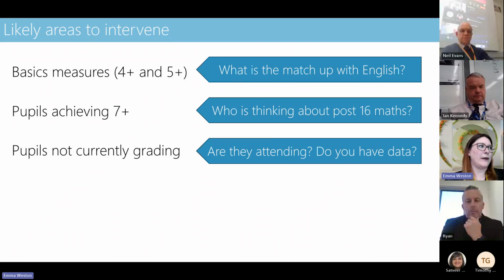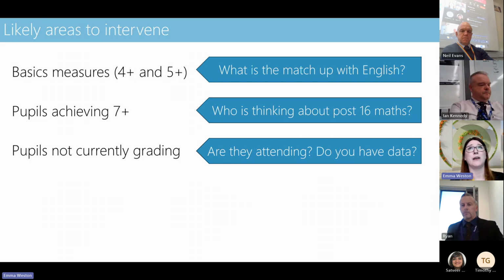If we're thinking about interventions for pupils not currently grading, we might need to consider whether they're actually attending maths or whether they're attending school. Is it that we just don't have data for them at the moment? Or is it the case that there's someone who maybe isn't attending at the moment for whatever reason, or didn't sit the mock exams, but we can feel fairly certain that they would if we did have that data for them?